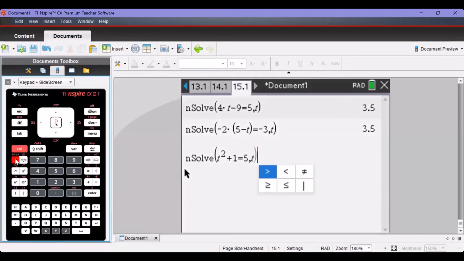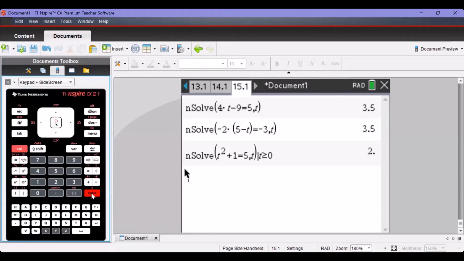So press Control equals, there's the width or the given symbol. Paste that into the entry line, and then add the domain constraint T is greater than or equal to 0. Press enter, and so we get a T value of 2.